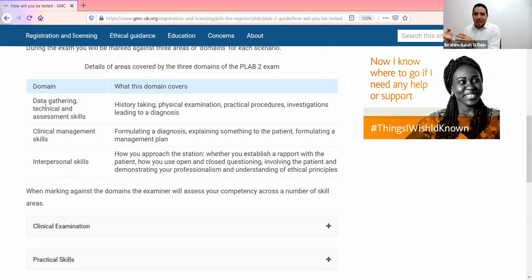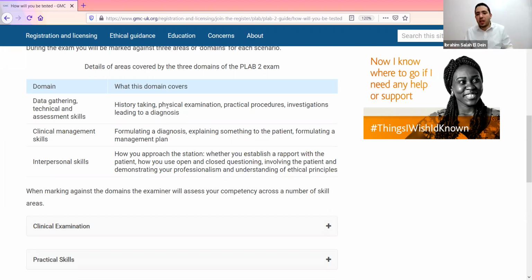You have 8 degrees elsewhere. You need to be as quick as possible in this part, because the major mistake in the exam is that a lot of people waste their time just taking history. Come on, history taking is one of the many parts of data gathering. So in data gathering, you have history taking, physical examination, practical procedure, investigation leading to the diagnosis. Okay, so history taking is one of many parts of data gathering.